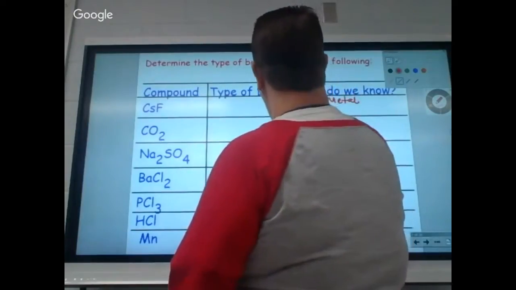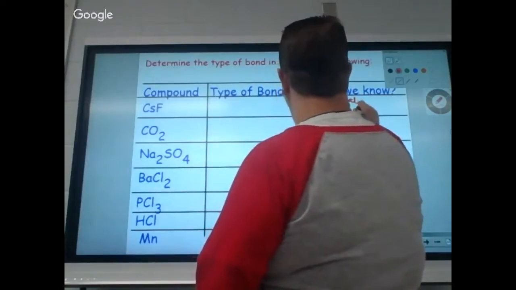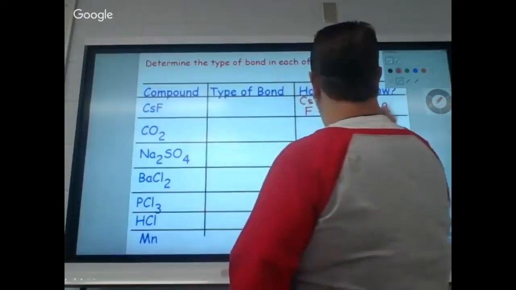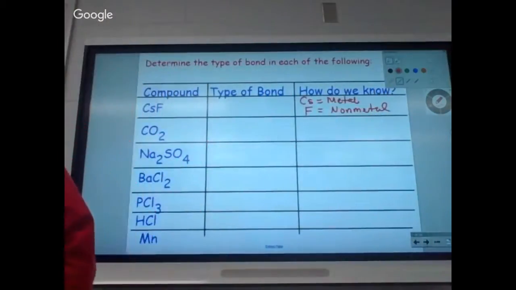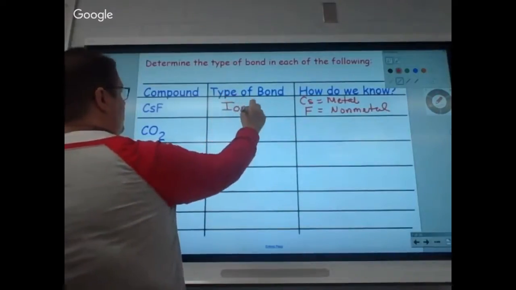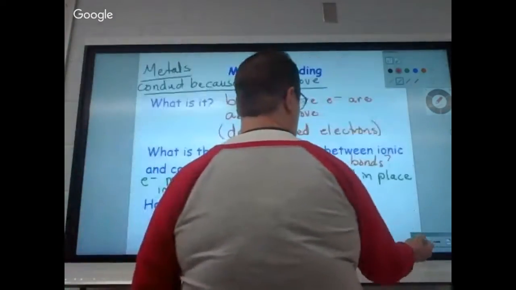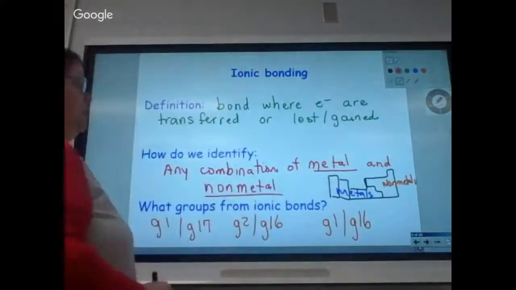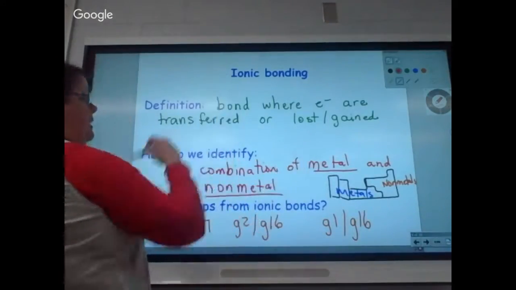And F is over there at number 9. So it's what? It's a non-metal. So if one is a metal and one's a non-metal, what did we say today? We said it would be ionic. Okay? See how we did that? What's that compound name? It's called cesium fluoride. If you remember, right here where we said metal and non-metal, metal and non-metal is ionic.